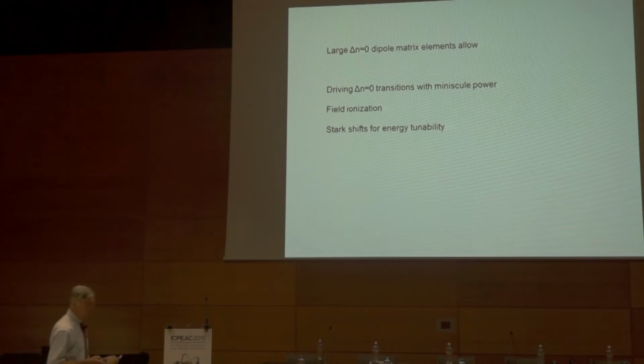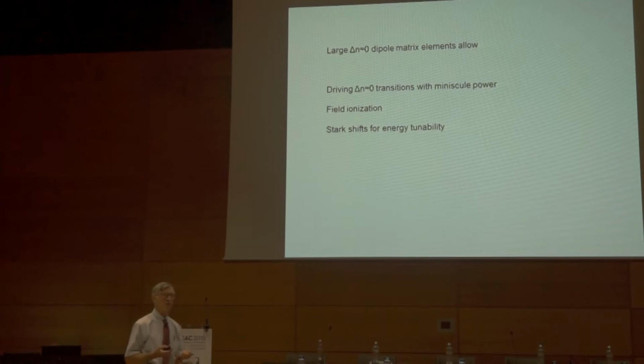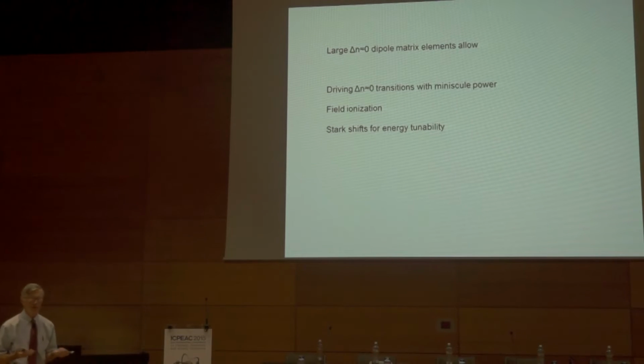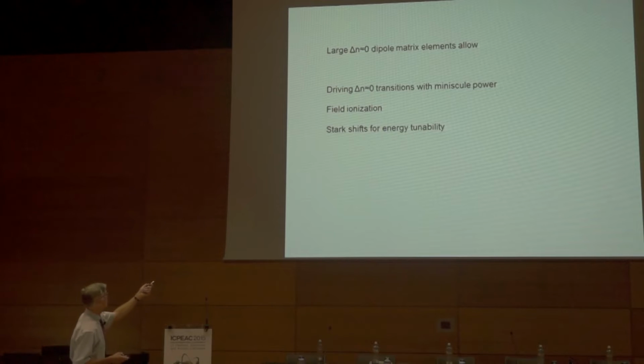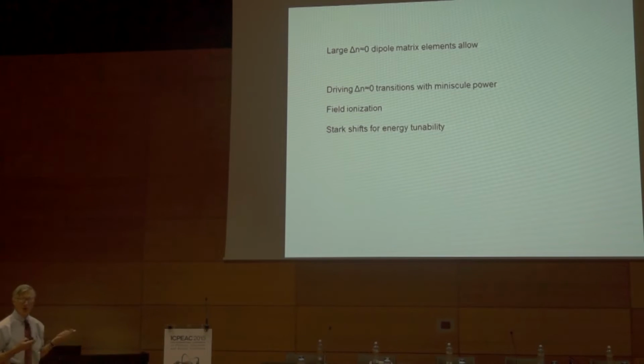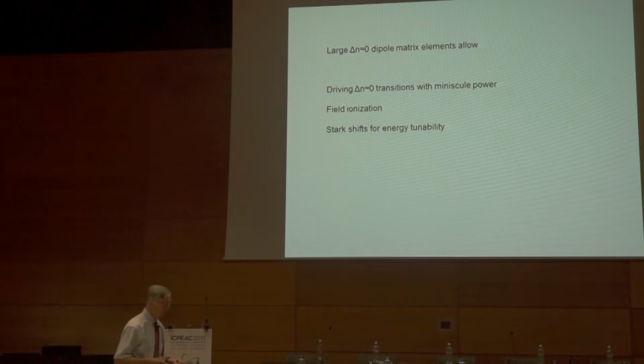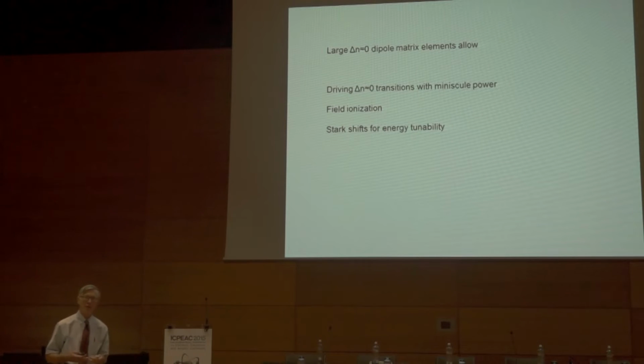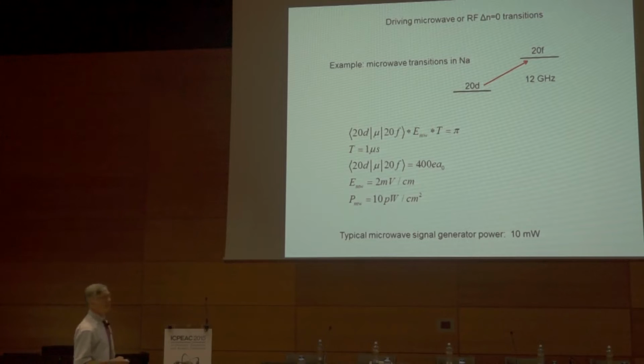big matrix elements. Okay. So if you have transitions between nearby states that are dipole-allowed transitions, they're enormous. They scale as n squared, and they have several interesting properties. First of all, you can drive transitions between these states with basically no power at all, practically. You can field ionize the states, which I've already mentioned. And then finally, it's very easy to shift the levels around so that you can tune them all over the place. Okay, so let's consider, first of all, just driving an RF transition.